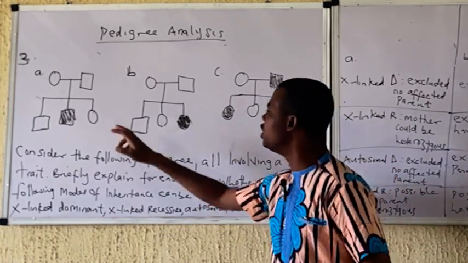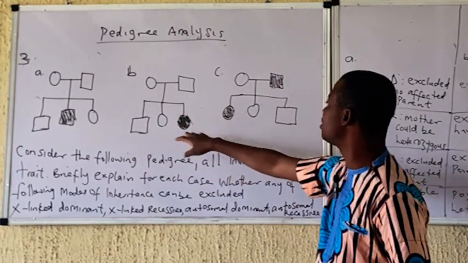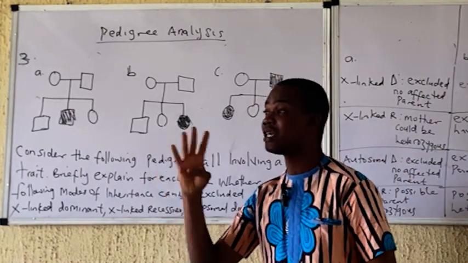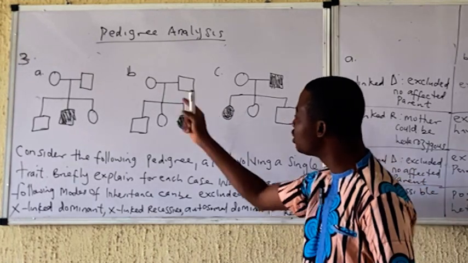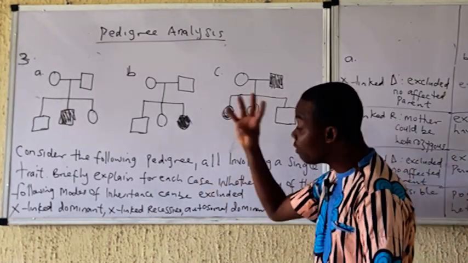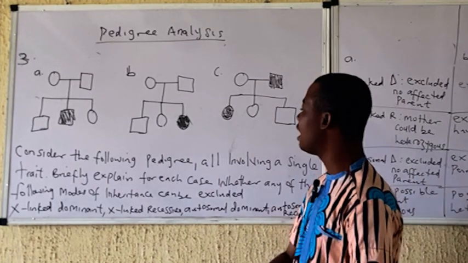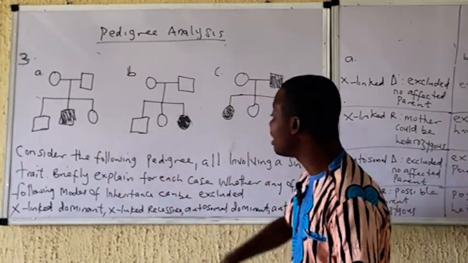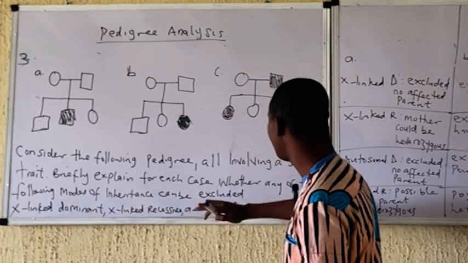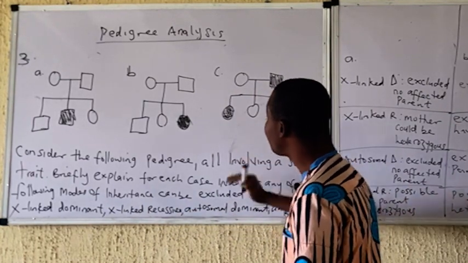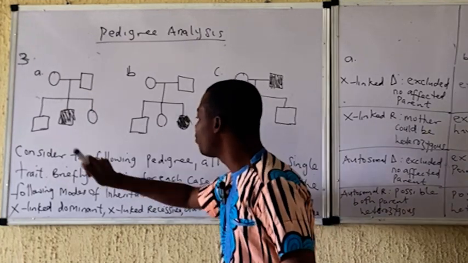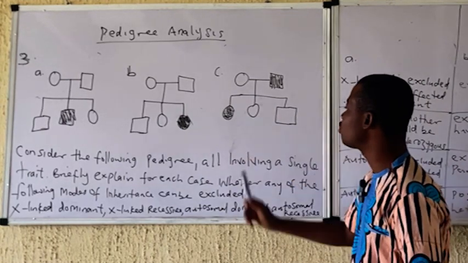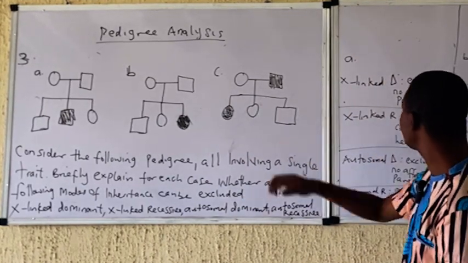So for each of these cases, we are going to analyze the four types of pedigree analysis: X-linked dominant, X-linked recessive, autosomal dominant, and autosomal recessive. So let's look at the first one. Let's look at A.